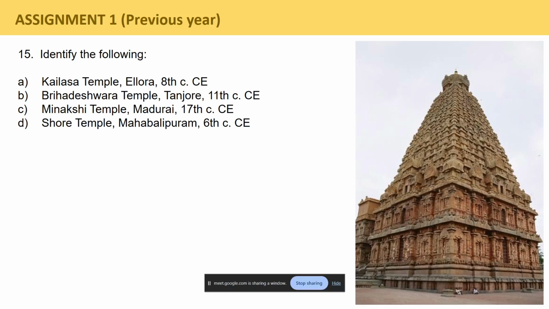That's all I know. It was built in 11th century CE. So the answer is B, Brihadeshwara Temple, Tanjore, 11th century CE.